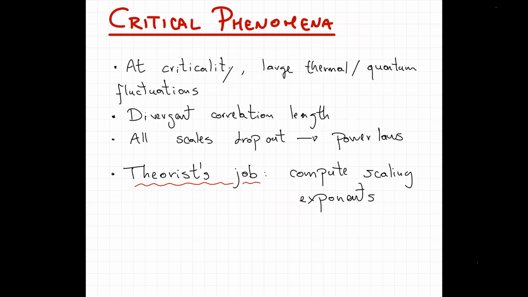Whether things are made of atoms or molecules or whatever stops being relevant. And indeed, all scales drop out. So there's no more scale dependence in the system. And this is why you get power laws, because power laws are things that arise when you just do dimensional analysis, because their units are fixed by dimensional analysis. Again, an example is this Zipf's law that I showed you. So the theorist's job is that given some critical phenomena, we would like to compute, for instance, the scaling exponents. There are other observables that we'll see later on, but perhaps one of the main tasks is computing the scaling exponents for various critical phenomena.